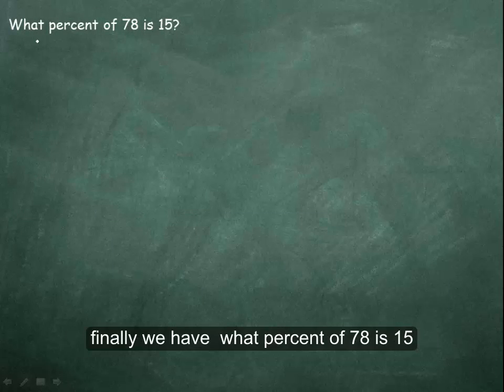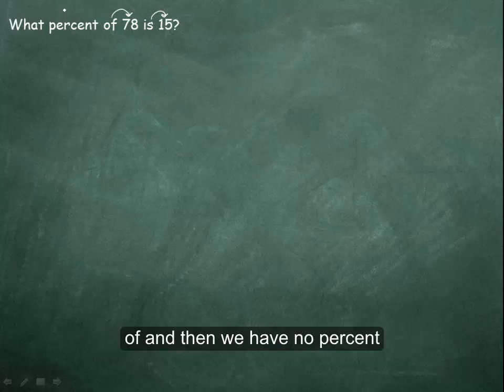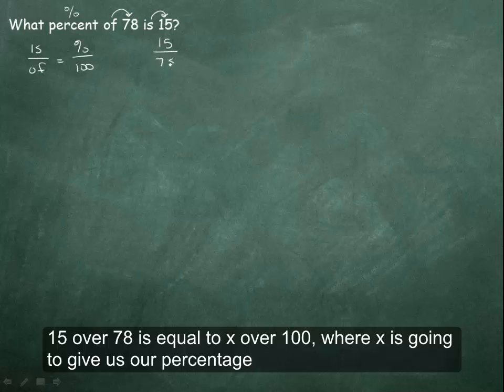Okay, finally we have what percent of 78 is 15? Is, of, and then we have no percent. Using the same proportion, we'll set this up. 15 over 78 is equal to x over 100, where x is going to give us our percentage.